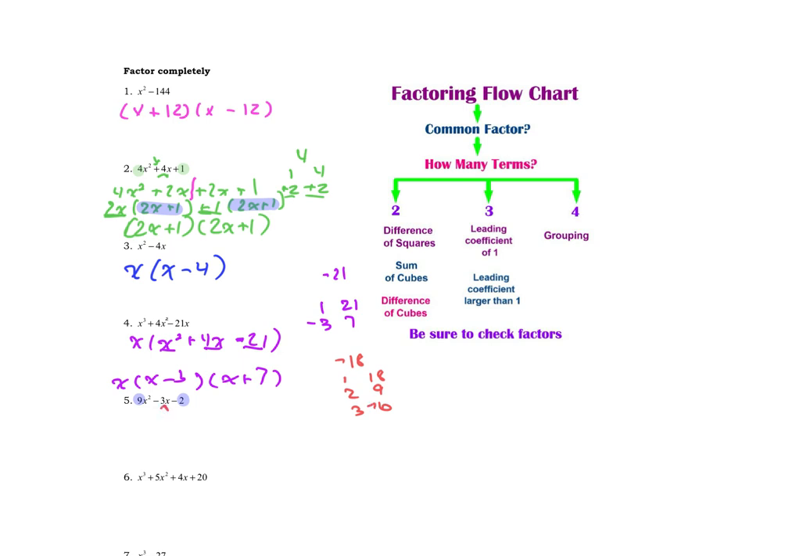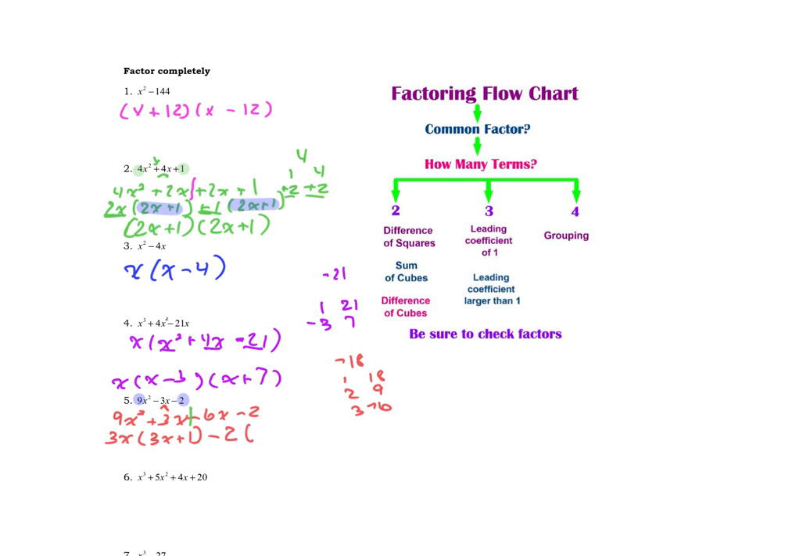Now I'm going to split that middle. 9x squared. Order does not matter. So I'm going to do plus 3x minus 6x minus 2. Now I'm going to group them and factor by grouping. The first two terms have a 3x in common. Leaves me 3x plus 1. Bring down that negative. A negative 6x and a negative 2 have a negative 2 in common.